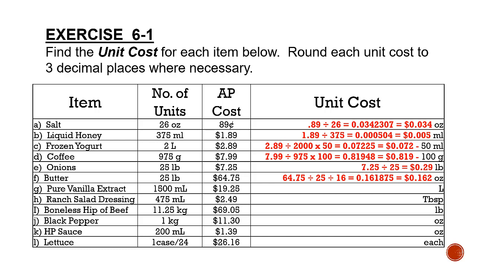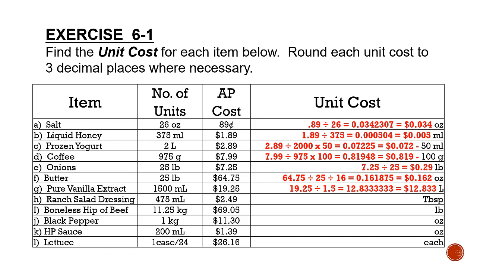Pure vanilla extract, we bought 1,500 milliliters for $19.25. We want to know the cost of 1 liter. Keeping in mind what our relationship between milliliters and liters is. Obviously, 1,000 milliliters equals 1 liter. So we're going to take what we paid, $19.25, divided by 1.5 liters, which is the equivalent of 1,500 milliliters. And we see that we paid $12.833 for 1 liter.